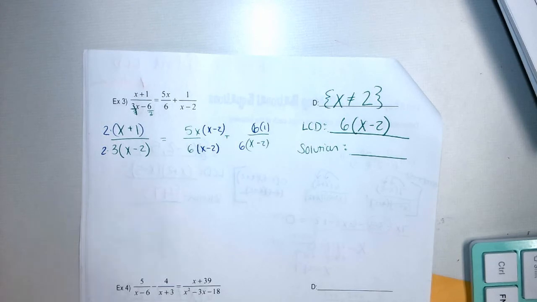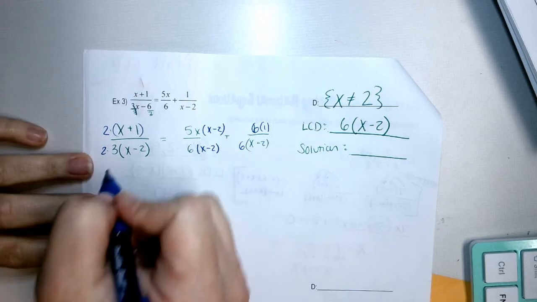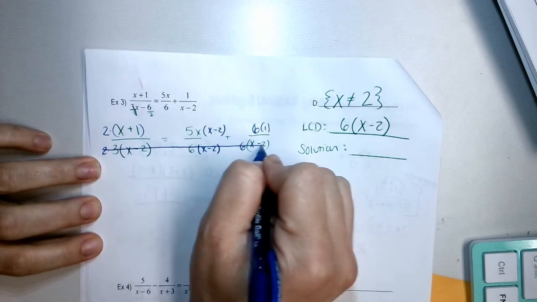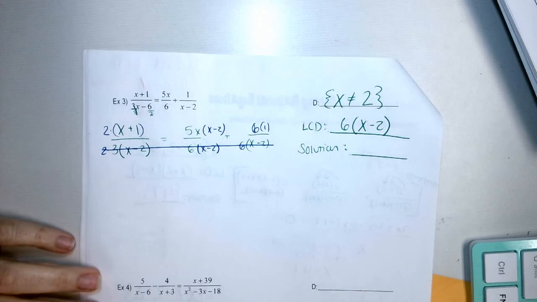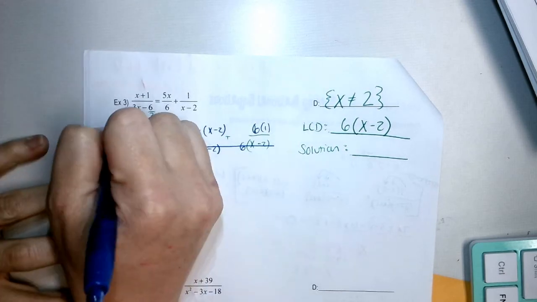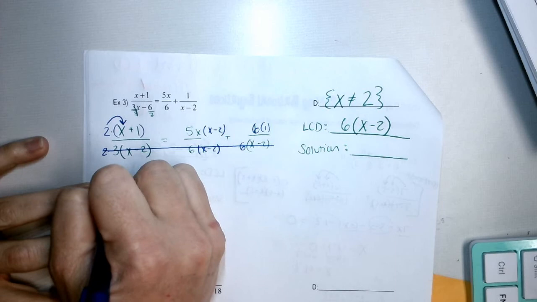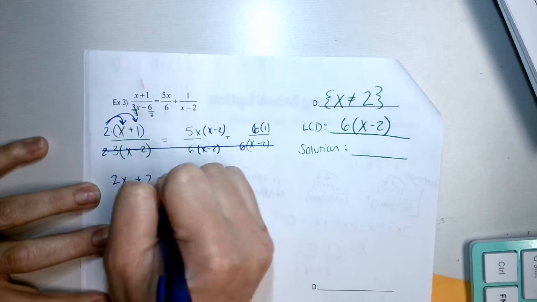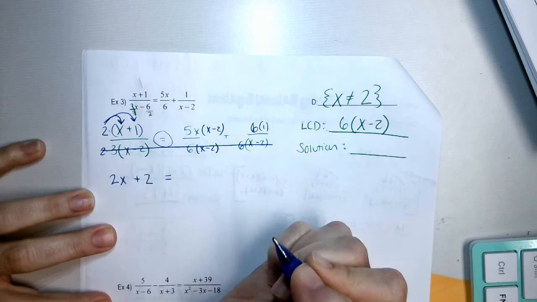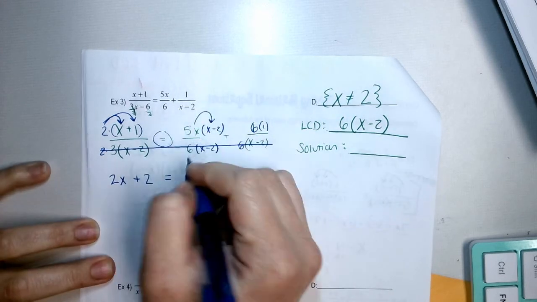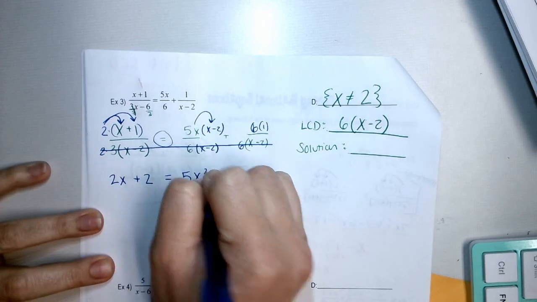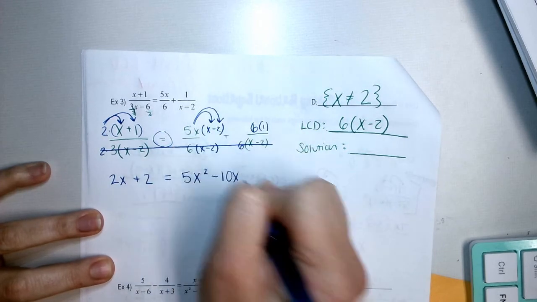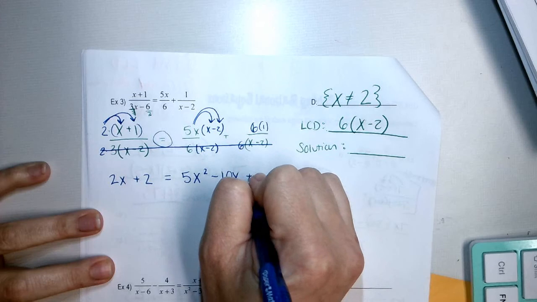So now that our denominators match, 6 times x minus 2, 6 times x minus 2, 6 times x minus 2, we can cancel them and solve the top. 2 times x is 2x. 2 times 1 is 2. Don't forget about your equal sign here. 5x times x is 5x squared. 5x times negative 2 is negative 10x. Plus 6 times 1 is 6.